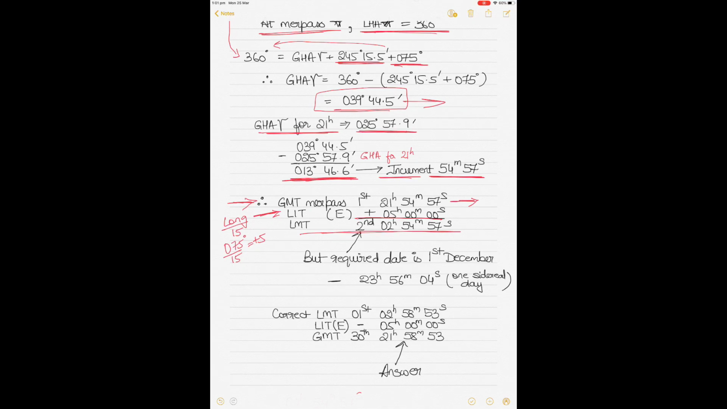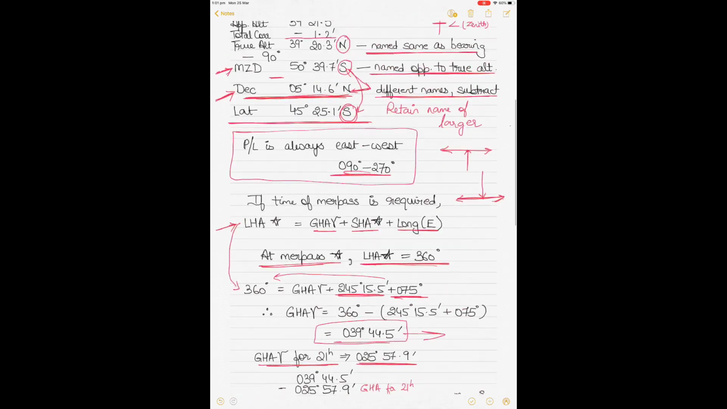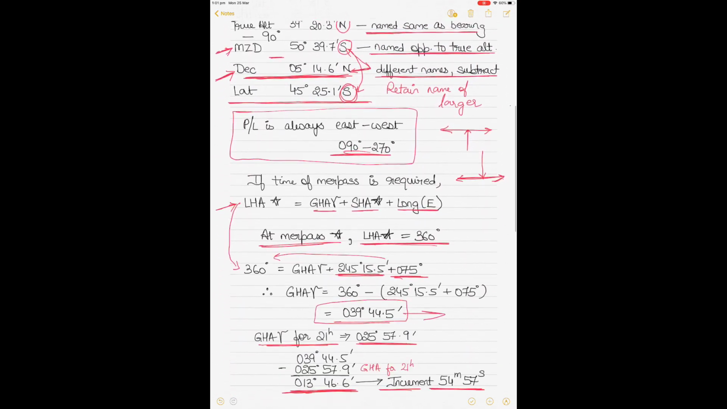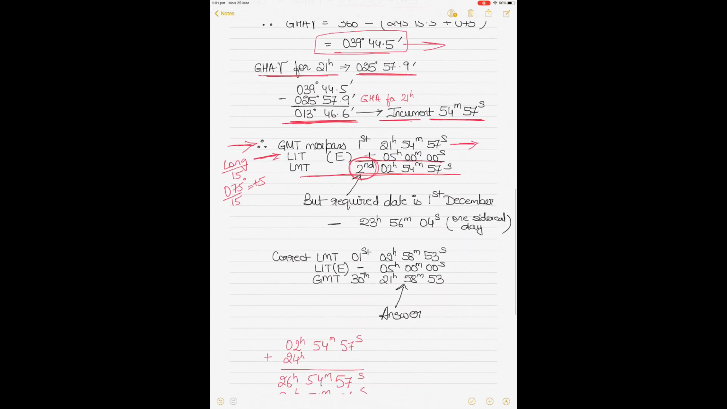But when I add 5 hours to 21:54:57, I actually go into the next day. So the local mean time on my ship is actually on the 2nd of December, not on the 1st of December. But the question says it's 1st of December, AM, on the ship. So it cannot be the correct GMT time. So what do I do?